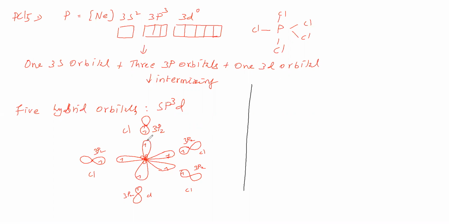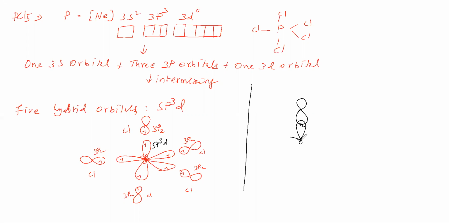Now here, this sp3d hybrid orbital and this 3pz orbital undergo axial overlapping. So it is the phosphorus nucleus. It is one hybrid orbital of phosphorus and it is a 3pz orbital of chlorine. They undergo overlapping. Here we will write the bonding electrons.